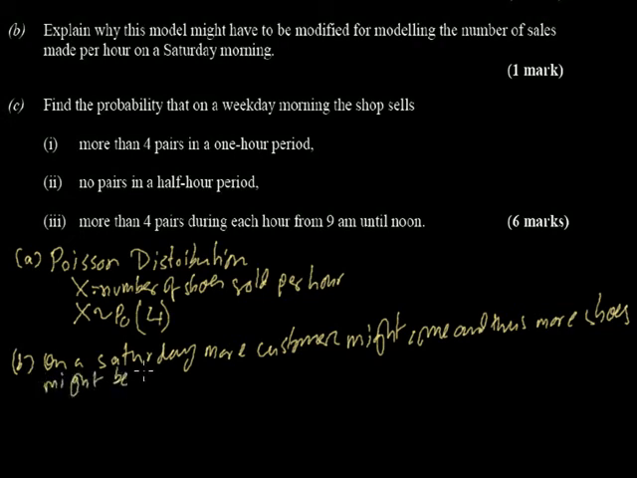So this is just a question thrown in to check the presence of mind, because it has nothing to do with the distribution or the math. It is something to do with just common sense. What happens on a holiday? More shoes might be sold. Now the main sum comes, the probability. So the first question that they ask is that more than 4 pair is sold, so probability of x is greater than 4. More than 4 pair is sold.